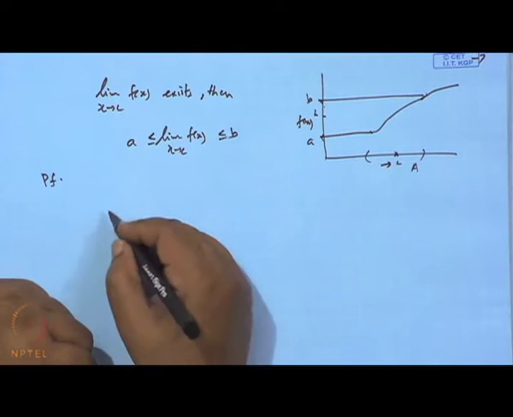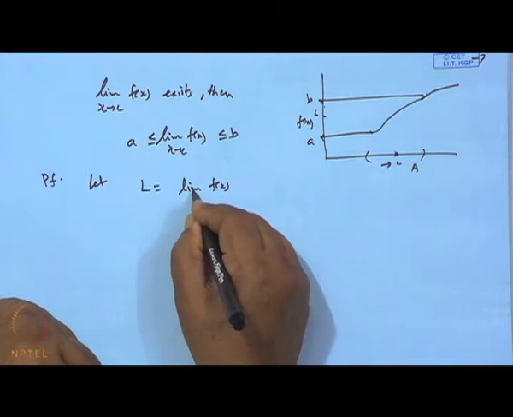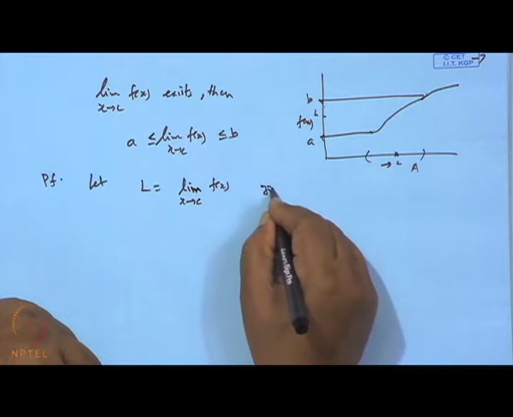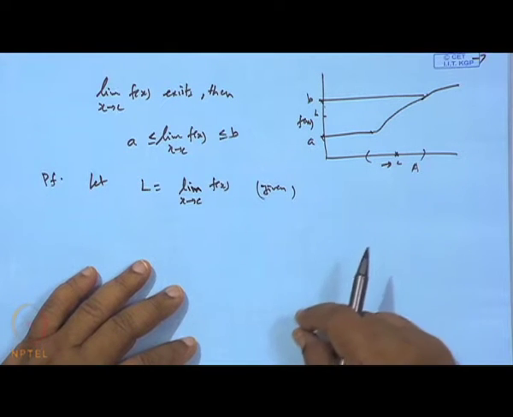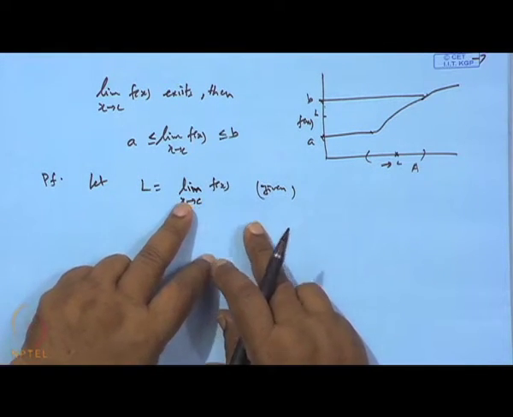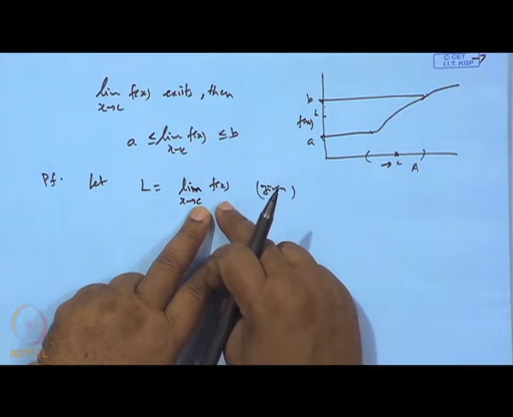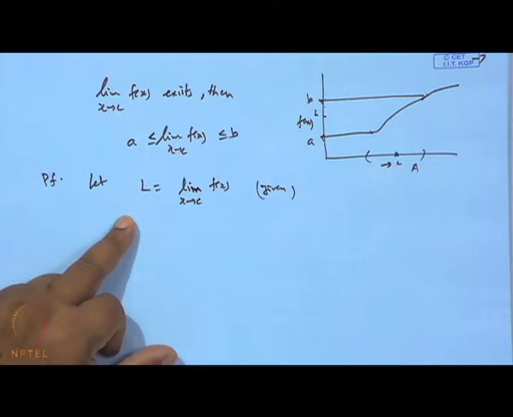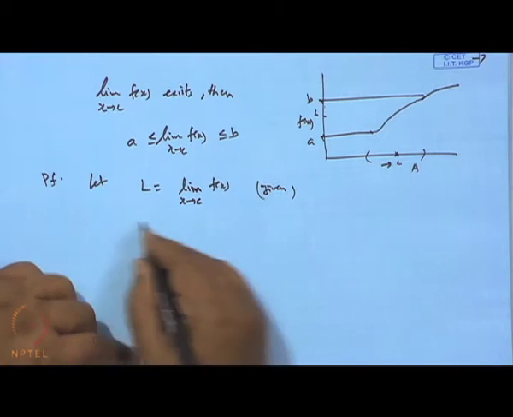Assume that f has a limit, let L be the limit of the function f(x) when x tends to C. This is given, because the limit exists. Now, as we have seen, the epsilon-delta definition of the limit and the sequential way are equivalent. This means we can also define the limit of a function by means of sequences.